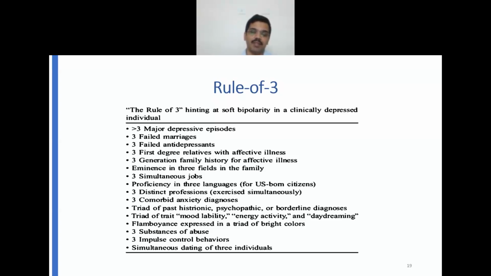premorbidly. And there can be 3 substances of abuse, 3 impulse control disorders, and simultaneously dating 3 individuals. So this is a very interesting rule of 3 which indicates a hint at the possibility of a soft bipolarity.